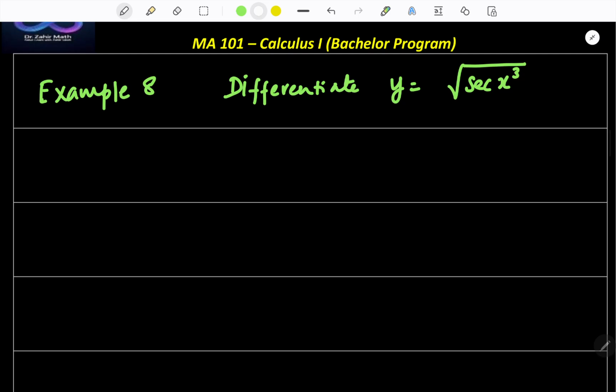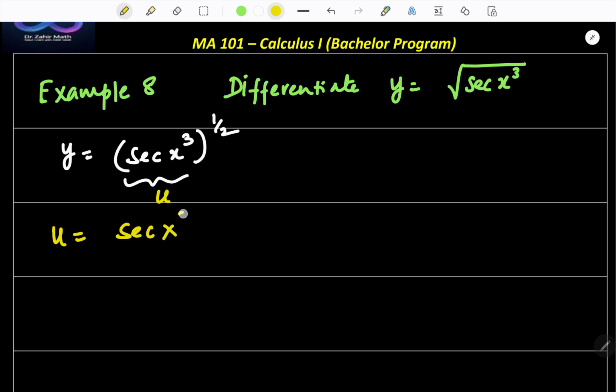y is equal to the square root of secant x to the power of 3. So y equals secant x cube. I'll write it as a whole to the power half, because for the square root I have to use it like this. Or you can use 1 by 2 also. Now I'm going to call this u. So what is your u? u is your secant x cube.